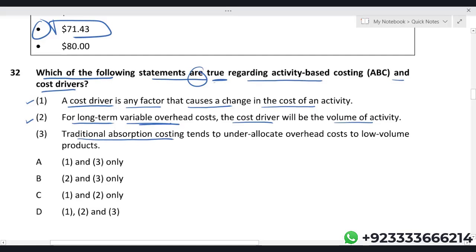Traditional absorption costing tends to under-allocate overhead cost to low volume products. Again, true. Traditionally, we know that absorption costing is on a volume basis. If a product has less volume, it will be allocated less overheads. We covered that in lecture 1, as well as in lecture 2. So all 3 are correct. The third is one of the biggest disadvantages of absorption costing.